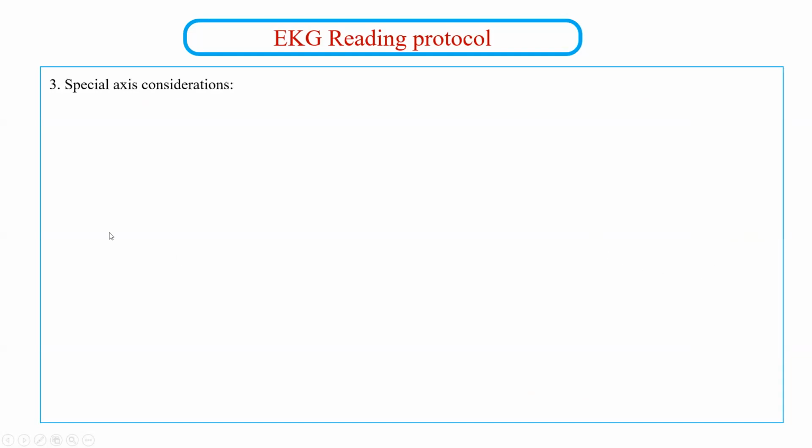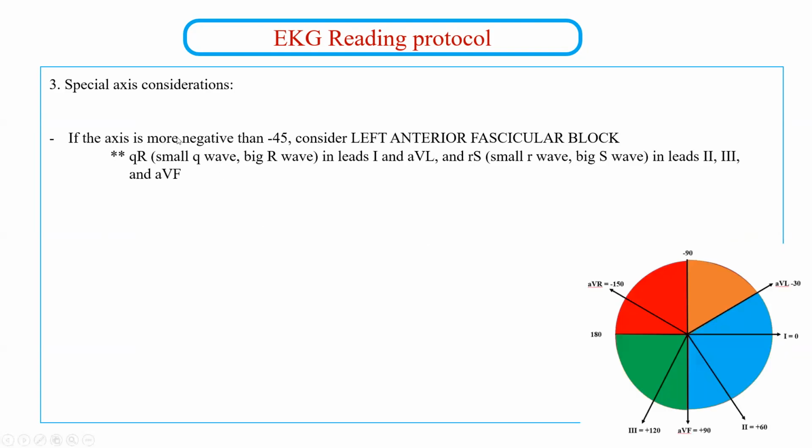After finishing the axis, we have two special considerations for axis deviation, and this is really very important. The first one is if the axis is more negative than minus 45. So here is minus 30, and minus 45 is here. If it is more negative than this, for example, minus 60, minus 70, minus 80, minus 90, you have to consider left anterior fascicular block.